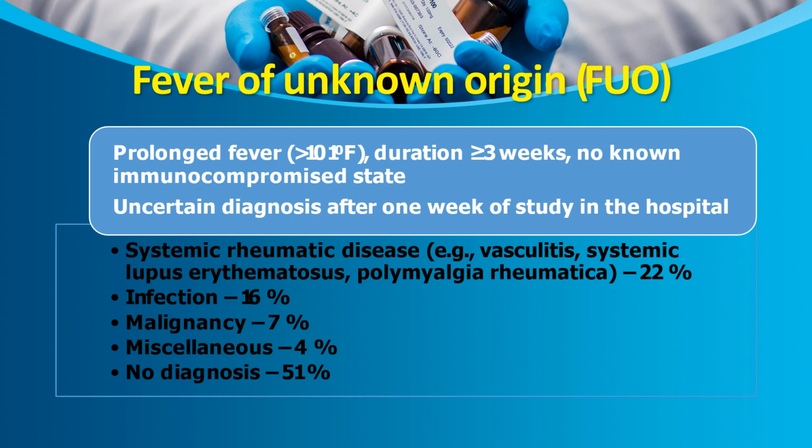For fever of unknown origin, like prolonged fever duration of more than 3 weeks, no known immunocompromised state, and uncertain diagnosis after a week of study in the hospital, it can be because of systemic rheumatic disease such as vasculitis, SLE, polymyalgia rheumatica. In 22% of cases, infection can be the cause, in 16% of cases malignancy, followed by miscellaneous and no diagnosis.